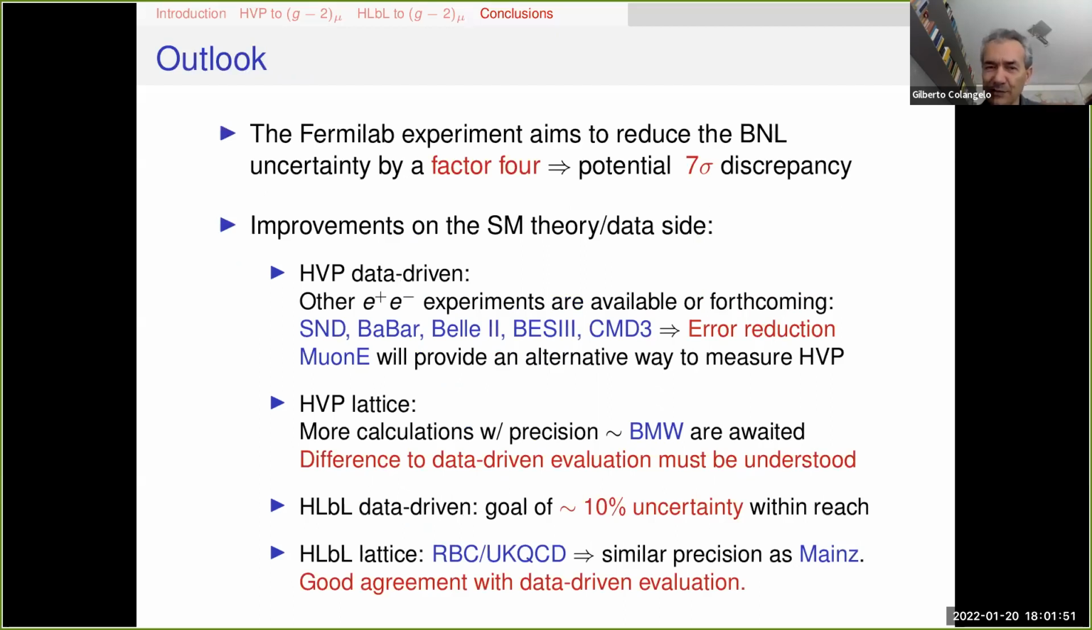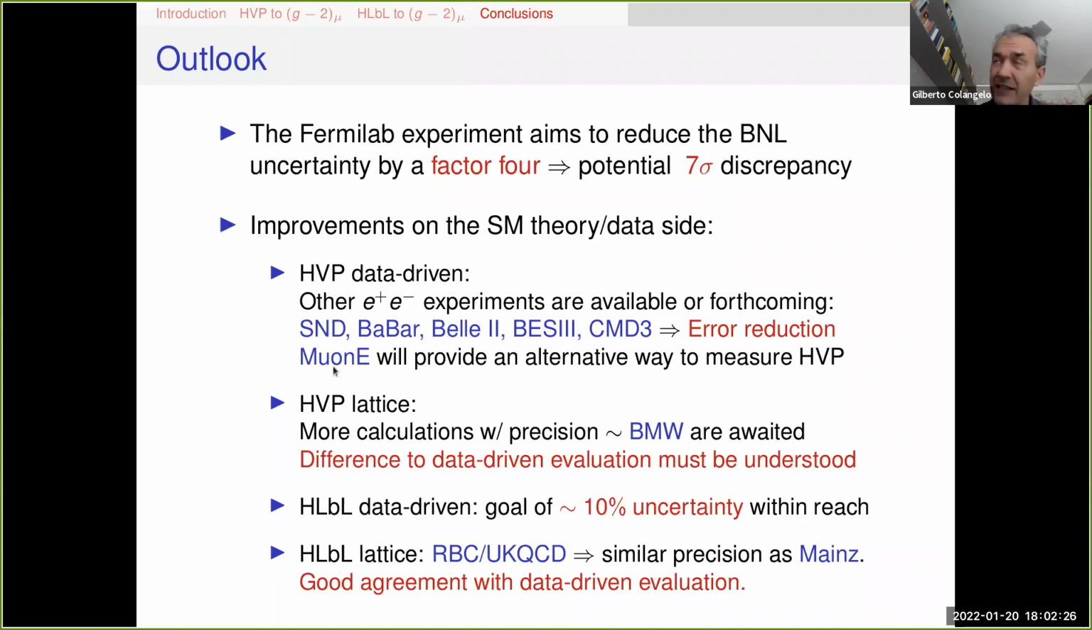Now, what will come in the future? First of all, the Fermilab experiment will further reduce the Brookhaven uncertainty by a factor of 4. So this might potentially lead to a 7 sigma discrepancy. And this, of course, has to be matched by more work on the theory side, the data-driven side, in particular HVP. Other experiments are already available, came out after the publication of the white paper, or are forthcoming, and this will lead to an error reduction.